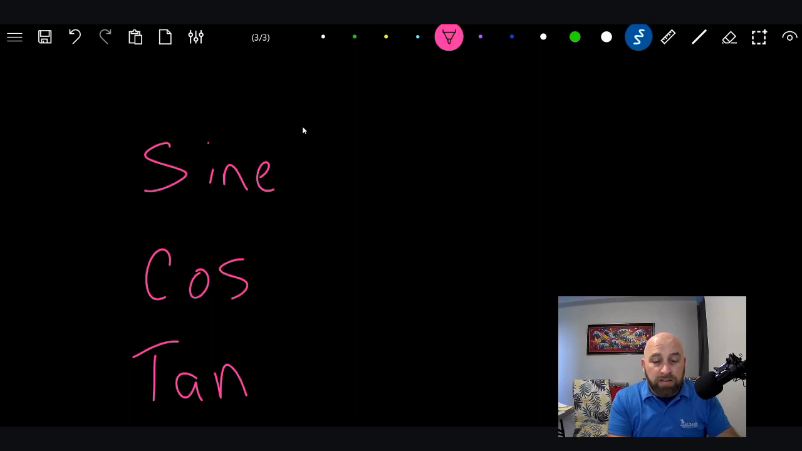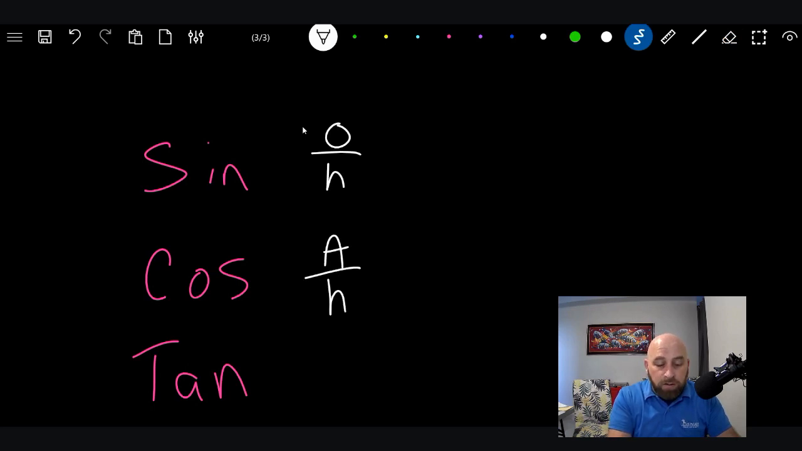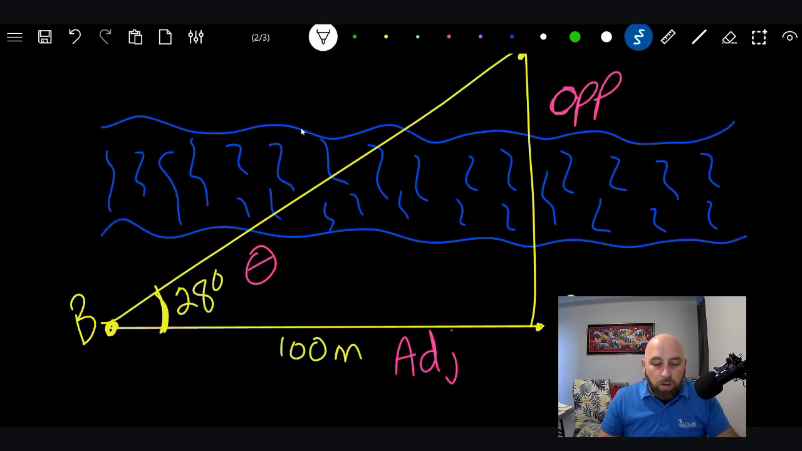How do we write sine? Well, let me get rid of this. There we go. Okay, how do we write sine? Opposite over hypotenuse. How do we write cosine? Adjacent over hypotenuse. And how do we write tangent? Opposite over adjacent. Now, let's look back at what we have.